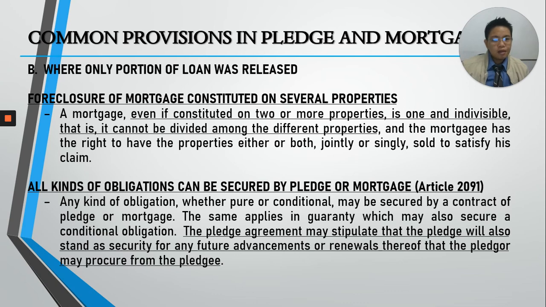So, there is a property pledged, and then there is a debt that is secured by the property pledged. So, there can be an agreement that the pledge already constituted may also secure future advancement. So, if the amount of the loan is increased, the same security applies. So, we also have that concept in mortgage. In mortgage, we call that a dragnet clause, which we will study later on.